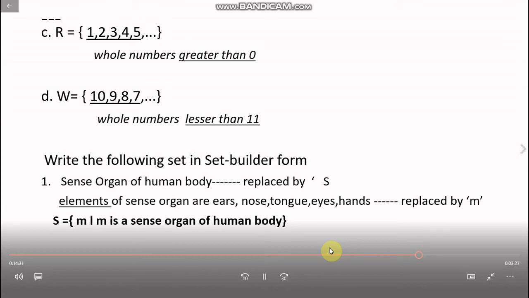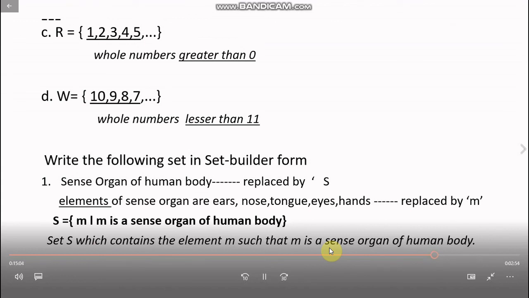So therefore, in set builder form, use the capital letter S as a replacement for the statement sense organ of human body. Then observe the brace. Then replace the elements of this sense organ of human body, which are ears, nose, tongue, eyes, and hands, with letter M. Then the bar, read as such that, M is a sense organ of human body. So how to read? This is read as set S which contains the element M such that M is a sense organ of human body.